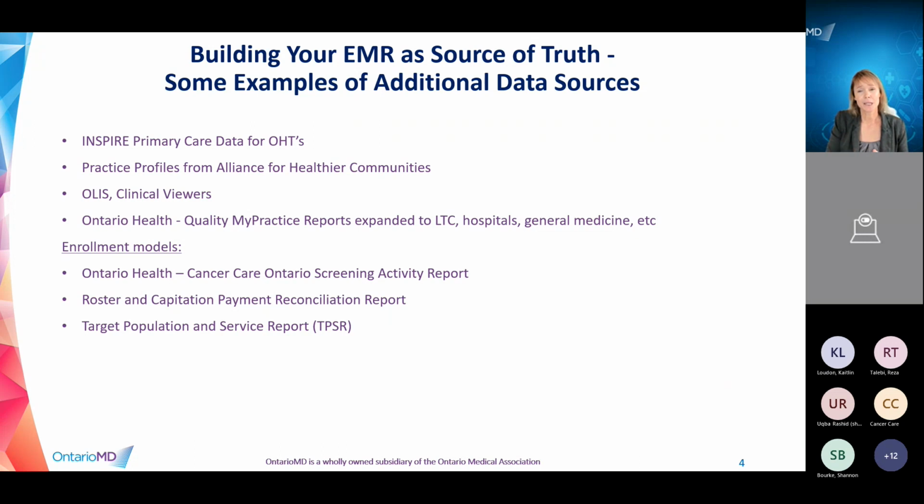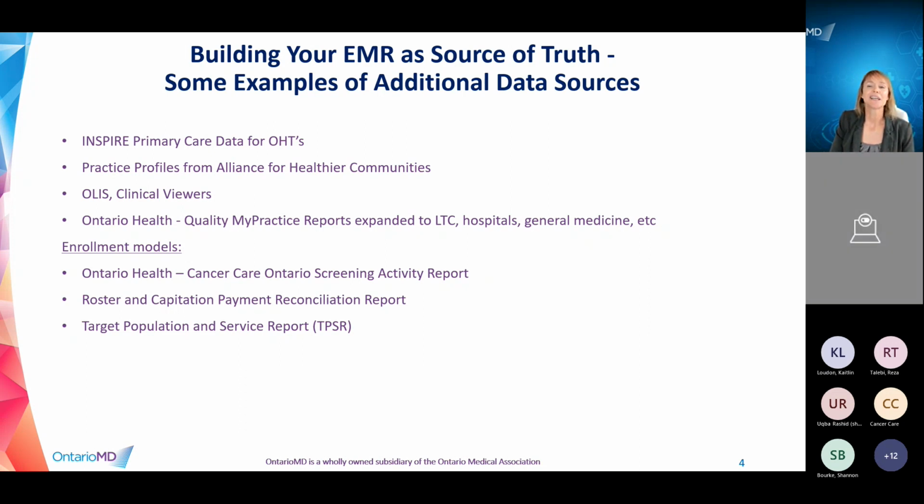We do need to note that some of these things are going to need you to register for a OneID account, and that will also be included in the resources at the end. And then in terms of enrollment models, you have from Ontario Health, the Cancer Division, or Cancer Care Ontario, a screening activity report. This is an online tool that provides screening data based on billing to help identify patients who've had screening elsewhere. You just want to be aware that it comes out on the 10th of each month, so you want to be mindful of potential stale data.